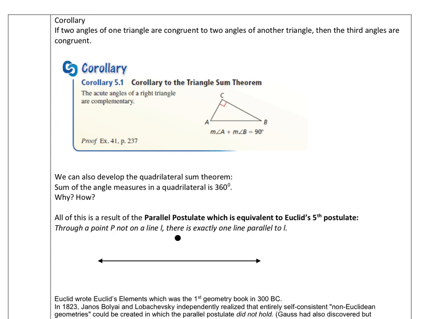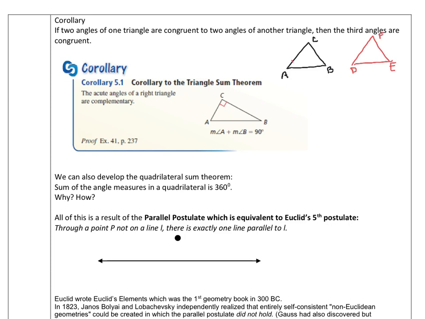It says, if two angles of one triangle are congruent to two angles of another triangle, then the third angles are congruent. So let me draw out this situation for you, and we'll just do it real quick with a couple triangles here. So if I have this triangle right there, and I call this A, and then we'll call this one B, and we'll call this one C. And I've got triangle ABC, and over here I've got another triangle, and we'll just call this one D and E and F right there.